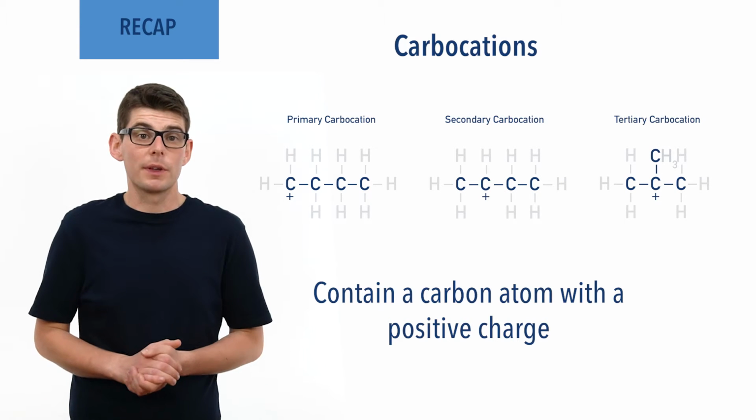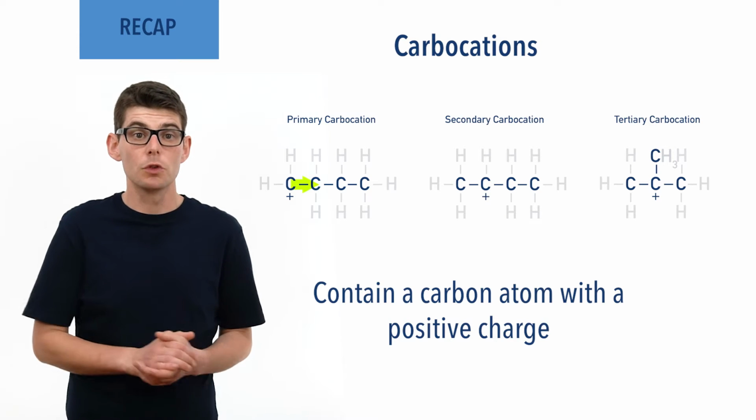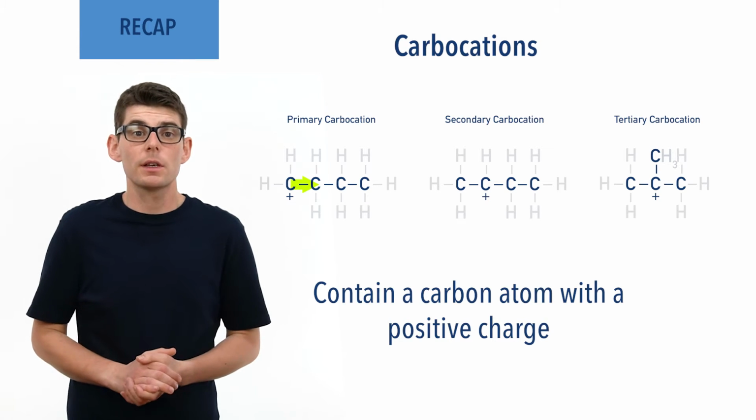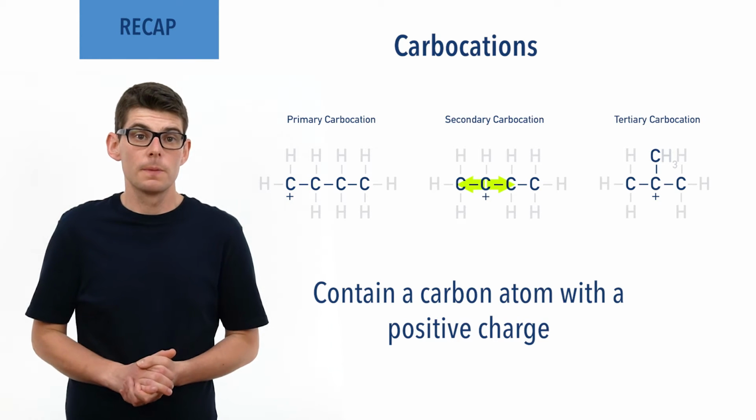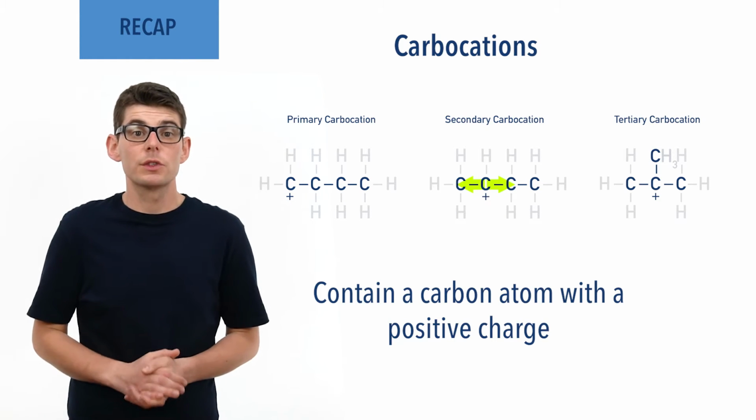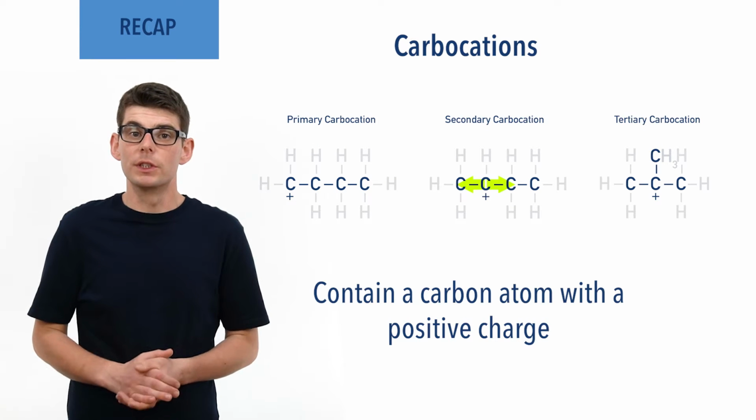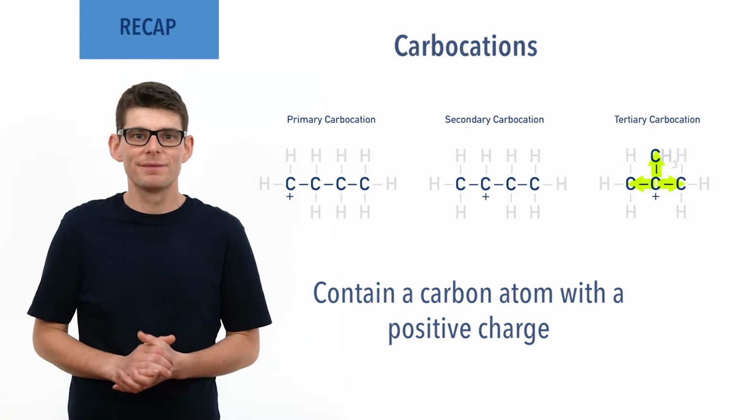For primary carbocations, the positively charged carbon is bonded to one other carbon group. For secondary carbocations, the positively charged carbon is bonded to two other carbon groups. And for tertiary carbocations, the positively charged carbon is bonded to three other carbon groups.